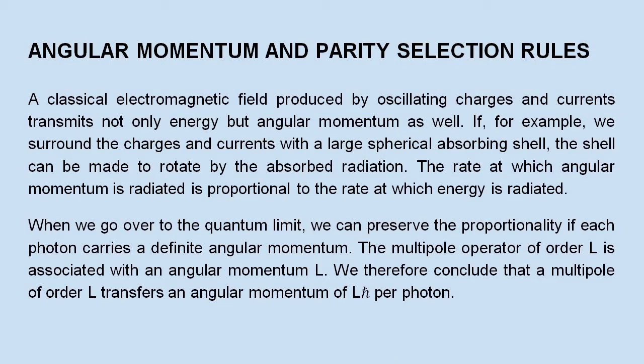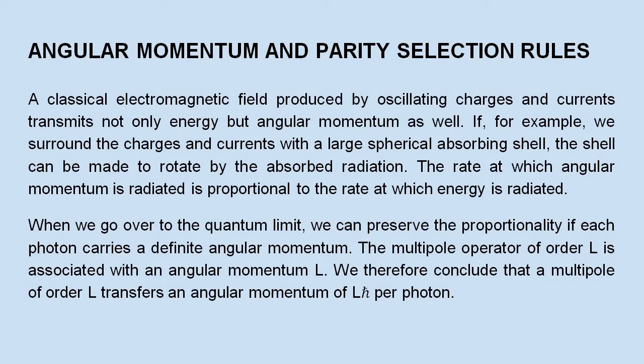If, for example, we surround the charges and currents with a large spherical absorbing shell, the shell can be made to rotate by absorbing radiation. That means angular momentum is a rotating property. So when the shell absorbs charges and radiation from a source, it may rotate. That means it is getting angular momentum; the source is transferring angular momentum to it.